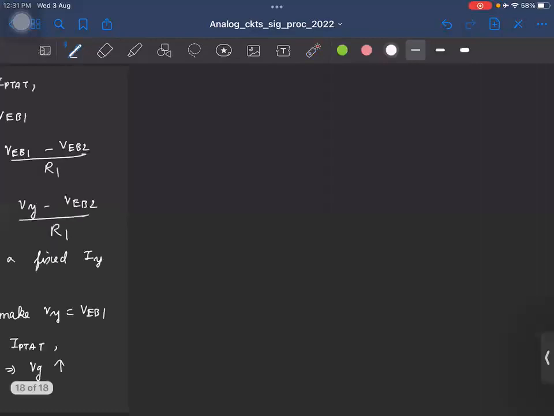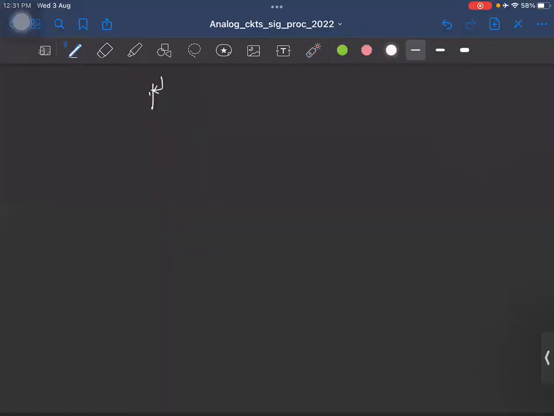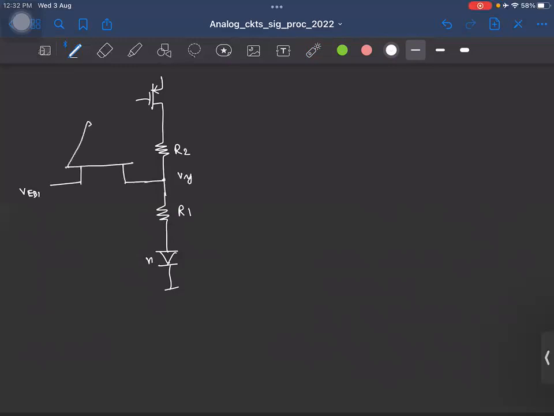So let me draw that again. So we have control source, R2, R1, and N diodes, and this is VEB1, this is Vy. So I have to compare these two and fix it like this, right?